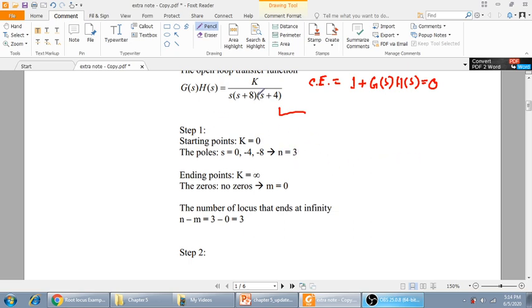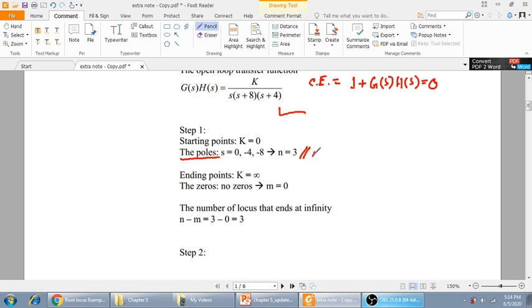You see from this equation, K over s into (s plus 4) and (s plus 8), we can define the poles. Last week I showed you how to find the poles. We look into the denominator. In this case s equals 0, s equals minus 4 and s equals minus 8. That means we have a total of 3 poles.